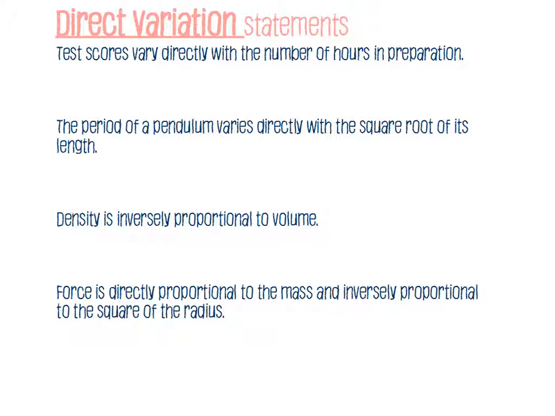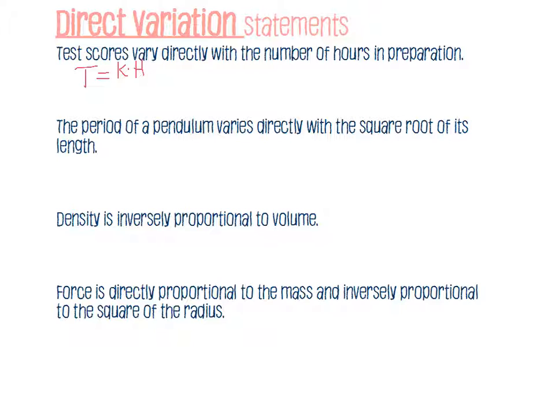Test scores vary directly with the number of hours in preparation for that test. All right, so test scores vary directly. I don't see any numbers in this. I'm just going to have to put a K for my constant of variation with the number of hours in preparation. So it's going to be K times H. That's all there is to it. I don't get really caught up. I like to use variables that mean something. Use K as a default for your constant of variation.